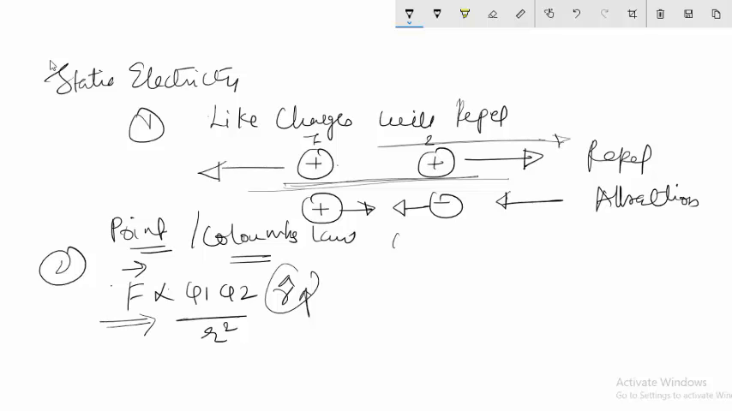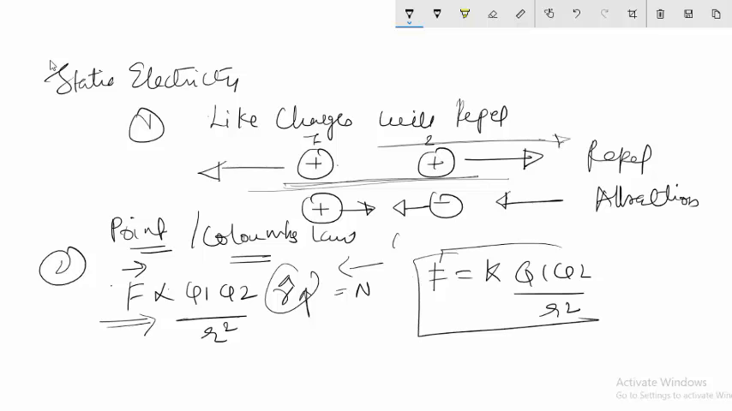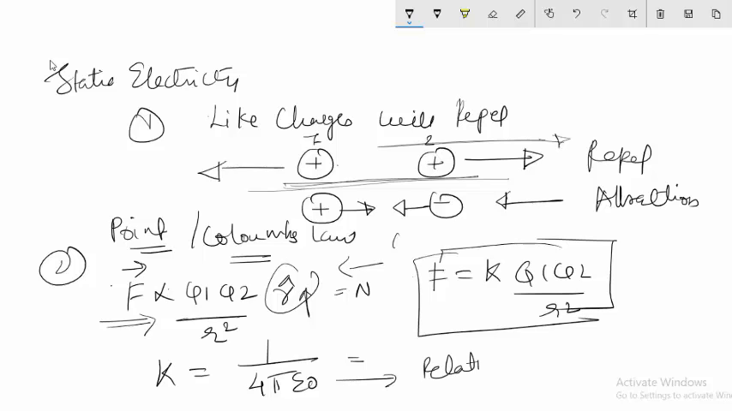and that was shown in the previous lecture. This is how you define Coulomb's law mathematically, and the unit of force is newton, with the expression Q1 Q2 divided by R square. It can be written with a constant K, whose value was found to be 1 upon 4 pi epsilon naught. This epsilon naught is known as the permittivity of free space.